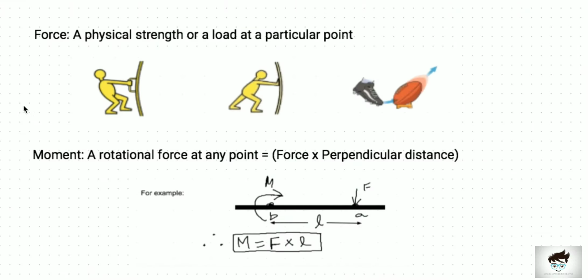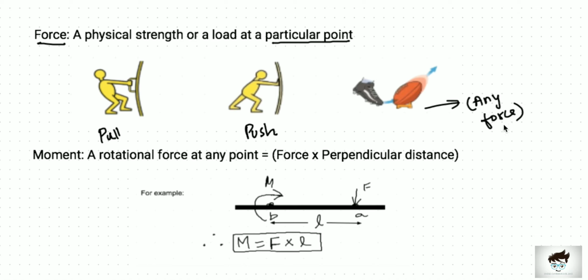In today's lecture, we will first learn what is a force and a moment, and then let's discuss the types of loads that are possibly applied on a structure. Now, what is a force? It is a physical strength or a load that has been applied at a particular point or on an object. Here, it is very important that the force or a load is applied at a point. A force can be a pull or a push or simple load from any external body.